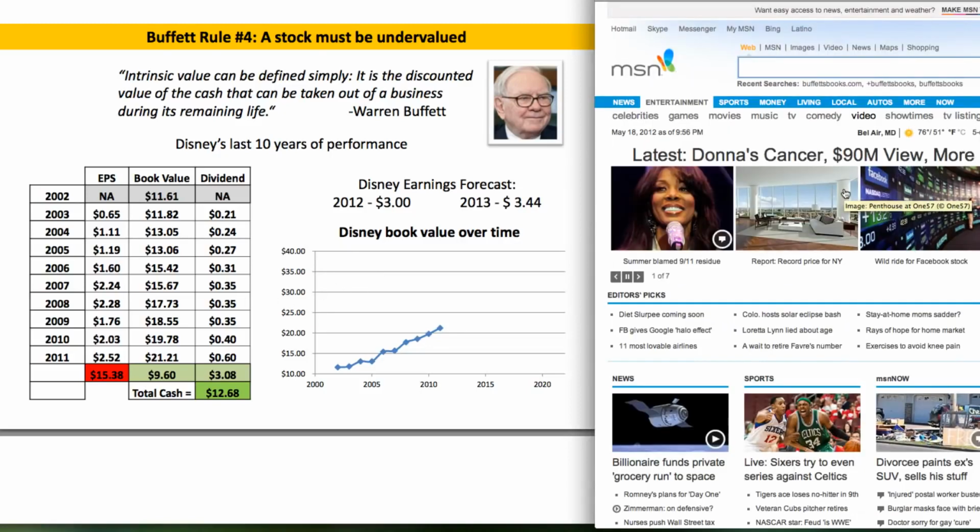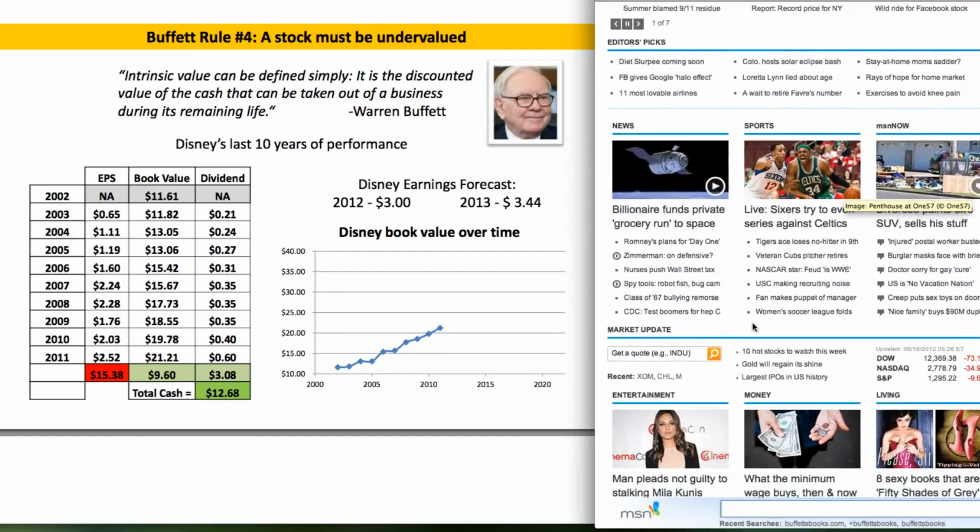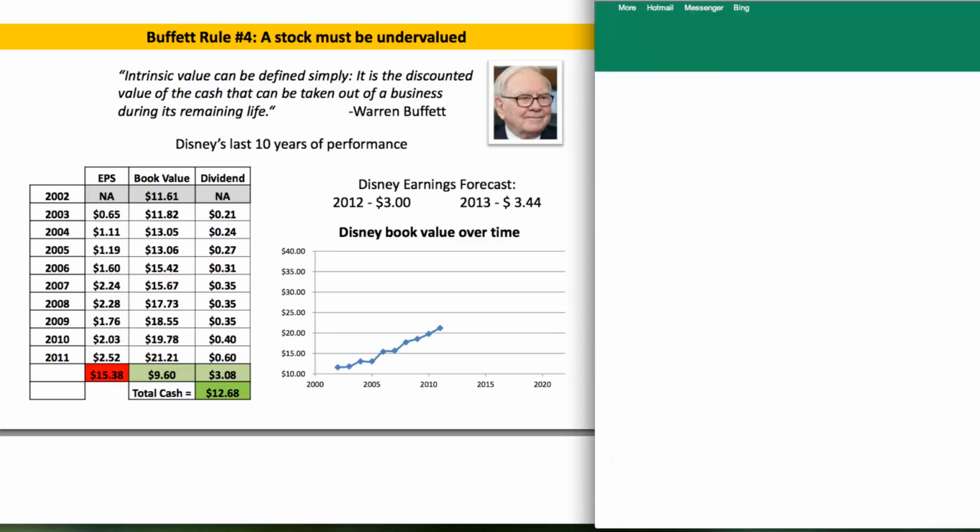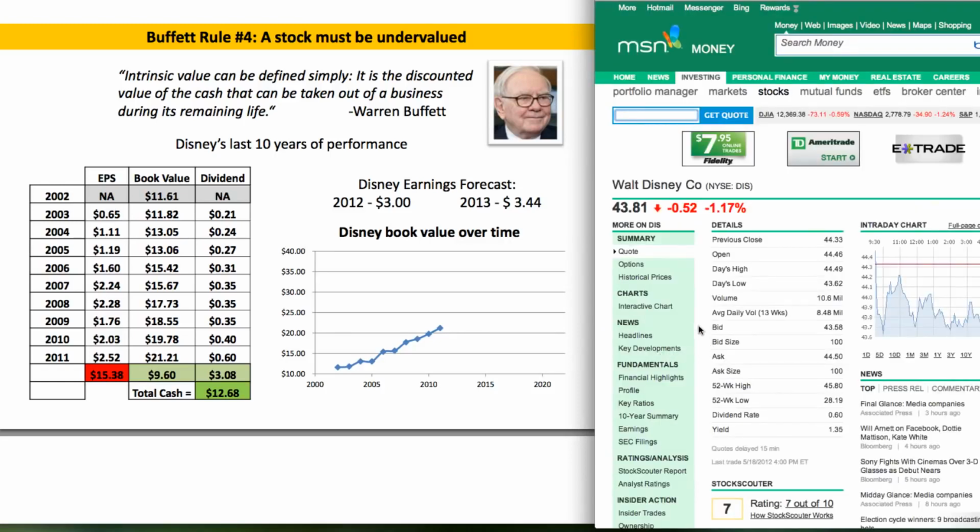Okay, so here we are at MSN, their top level page, and we're just going to go ahead and scroll down, and we're going to enter the Disney ticker, which is DIS, and hit enter. Okay, and it pulls up the Walt Disney Company.